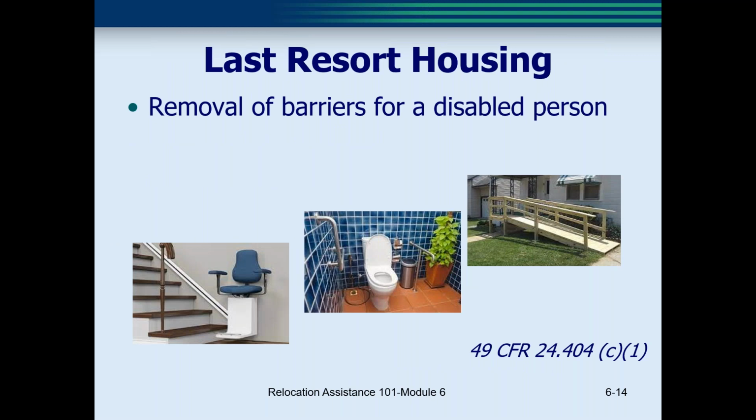So remember, we said in Module 3 that the replacement dwelling must be barrier-free for disabled relocatees to be considered DS&S. So you can remove barriers, you can install ramps, you can widen doorways, all this under the provisions of last resort housing. Some other things you may need to do are add railings. It could be they need grab bars in the bathroom. And maybe they need an electric chair on the stairway.